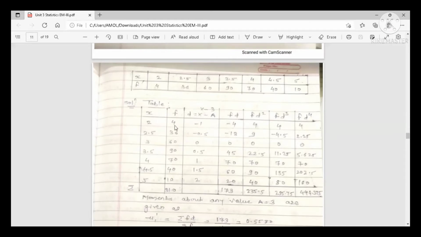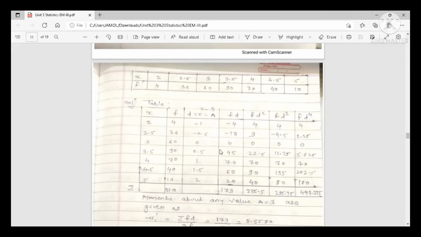D is equal to x minus 3. So 2 minus 3 is minus 1. 2.5 minus 3 is minus 0.5. 3 minus 3 is 0. 3.5 minus 3 is 0.5. 4 minus 3 is 1. 4.5 minus 3 is 1.5. 5 minus 3 is 2. This is the third column, D.